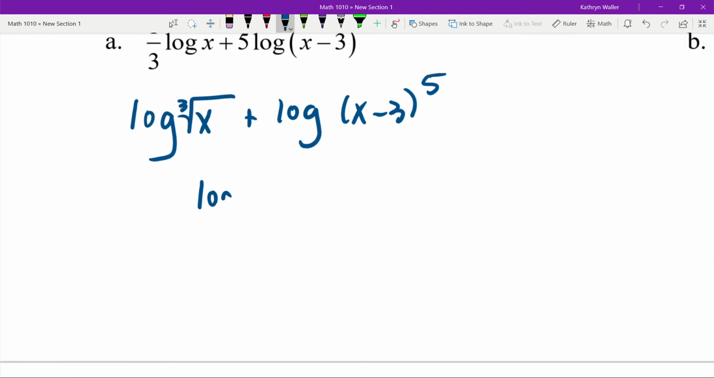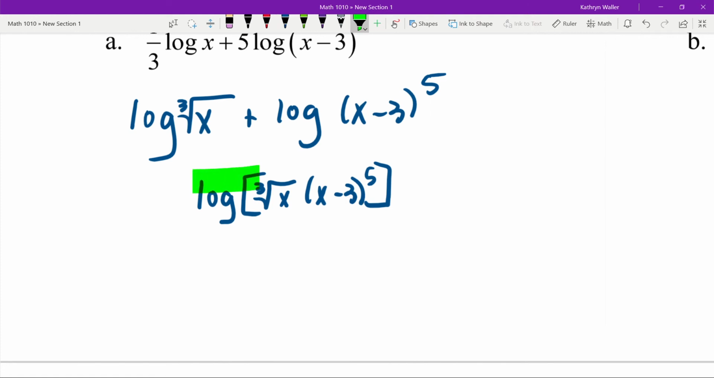Those are added, so when I squish them together, they're going to be, what is it? They're going to be multiplied. It's just the other direction. So this is a cube root of x and x minus 3 to the 5th. That looks horrid. I hope that you look at that and go, that is bad and it's complex. So if what you're taking the log of is complex, you guys, add brackets or add parentheses. And that is much more clear to see that you're taking the log of all that stuff.